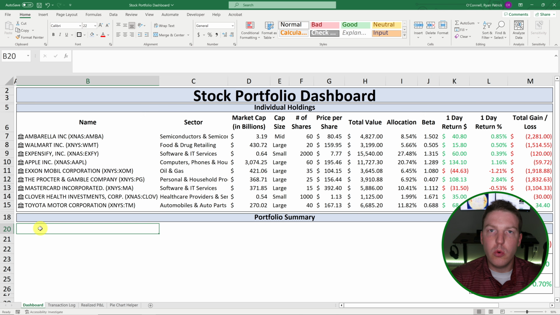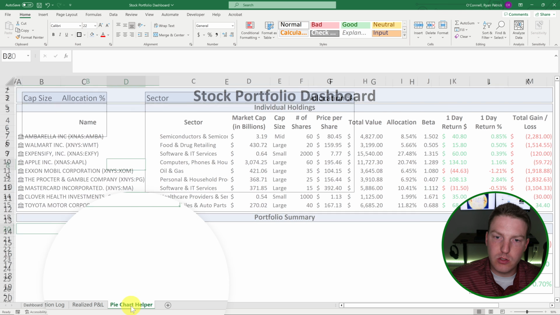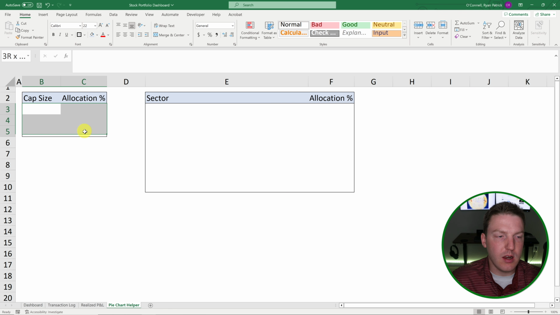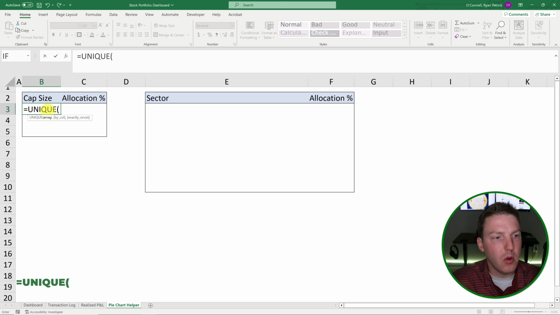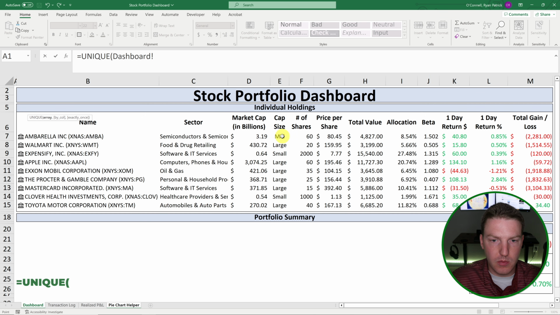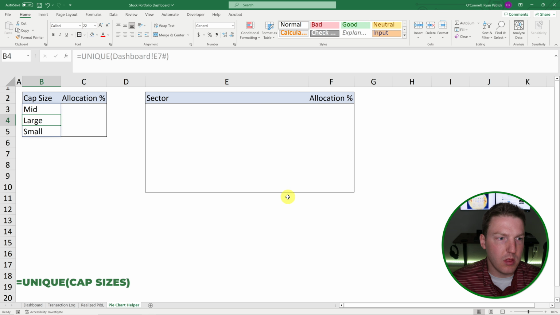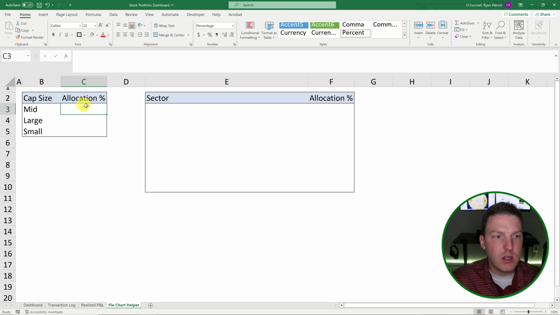Now, to make those cool looking pie charts that I showed you at the very start of this video, we're going to use a sheet called Pie Chart Helper. So the first thing we're interested in is looking at our cap size allocations. And so we're just going to need to do equals UNIQUE, and then we're just going to pull in all of the different cap size names, which should only be 3 of them. There we go. And now we need to find out what percentage we're allocated to each of these 3.